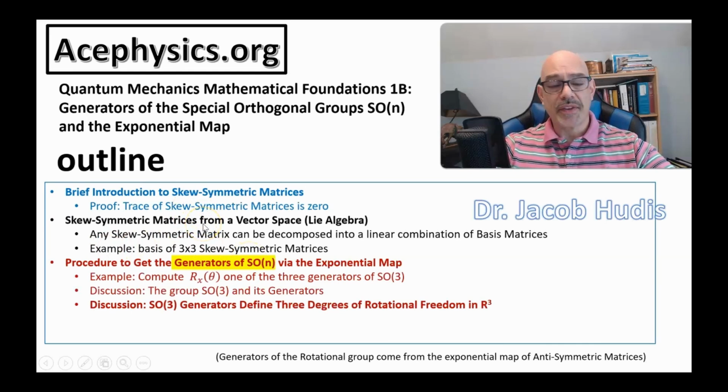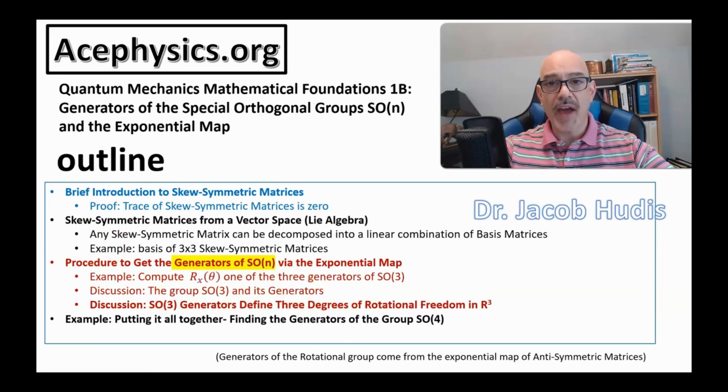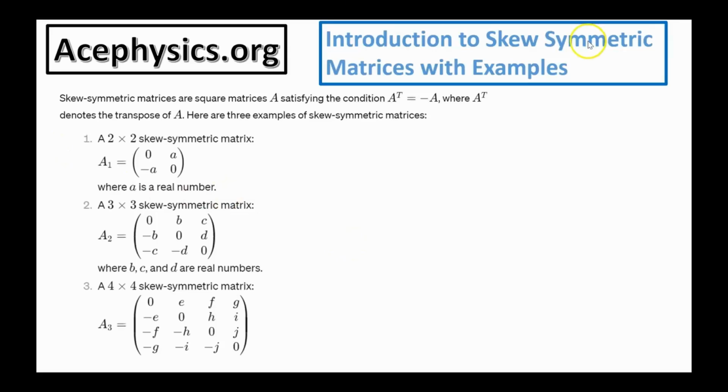Now we get to the heart of the talk, which is the procedure to get the generators of SON via the exponential map. I'll do a detailed example where I compute the generator Rx of theta. This is one of the 3 generators of SO3. And finally, there will be an example putting it all together, finding the generators of the group SO4. And if you can do this and understand all of these procedures, then you're well on your way to being a quantum mechanics expert.